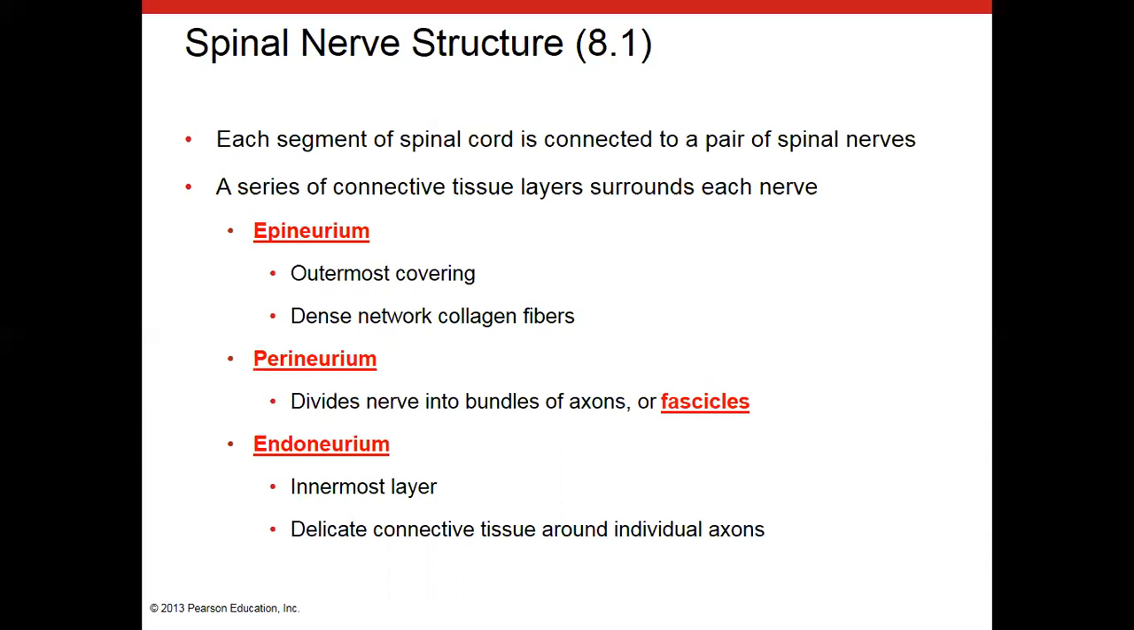There are 2 other layers underneath that. Deep to the epineurium is the perineurium, which surrounds a bundle of axons called a fascicle. So there's another layer of connective tissue that surrounds a bundle of axons. And the endoneurium is the innermost layer, and that surrounds an individual axon. So you have layers upon layers of protective connective tissue that also isolates the nerve itself from the surrounding tissue.